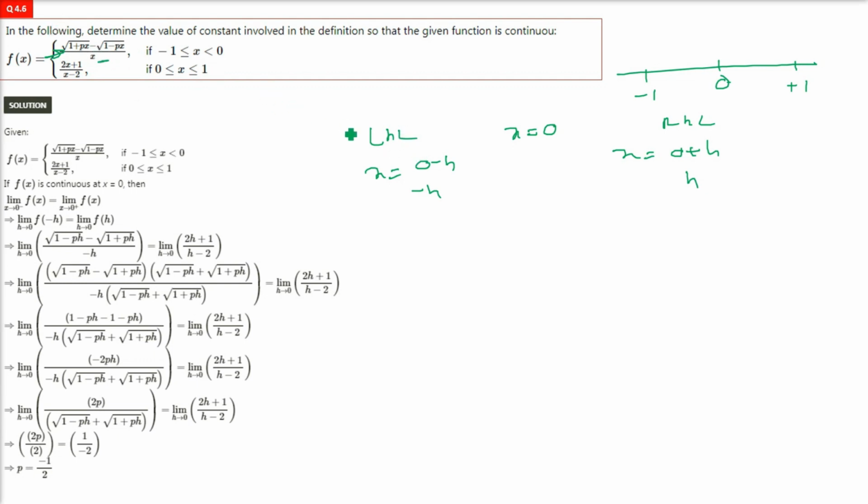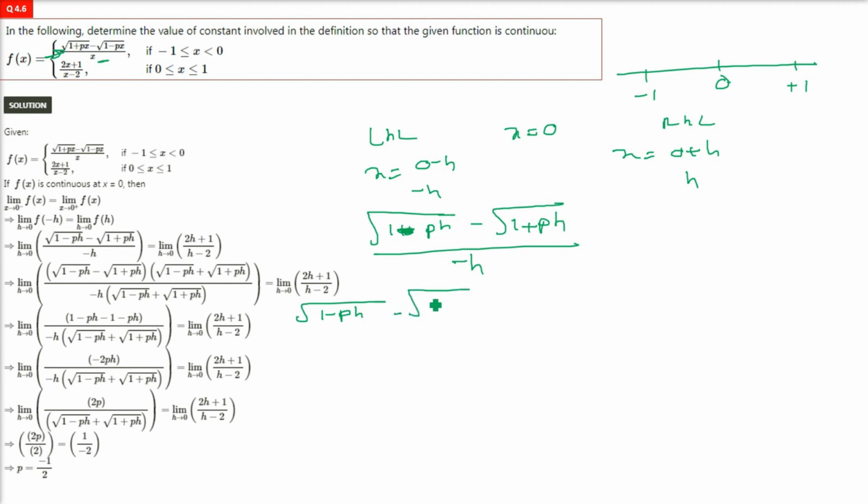The only thing is that this function will need some simplification. So I'm writing it as a 1 because I'm replacing x by minus h. So it will be 1 plus px, or 1 plus p into minus h, so it will be 1 minus ph. Similarly, minus under root 1 plus ph, because we are replacing x by minus h. And in the denominator, we have minus h. First, let us complete this. So we have this, so let us rationalize it.